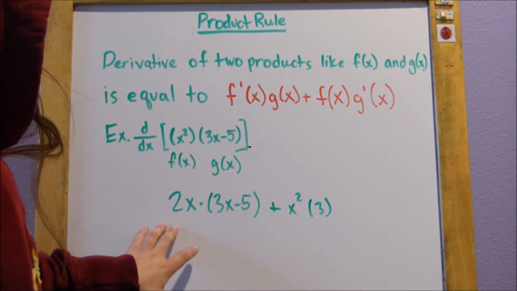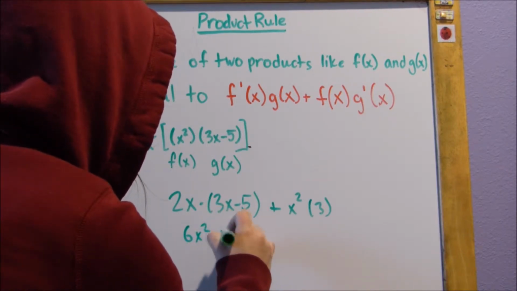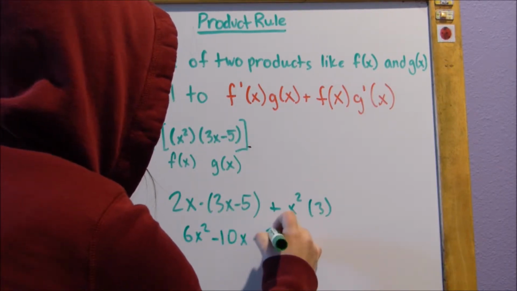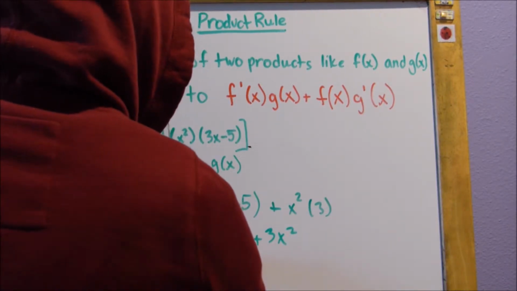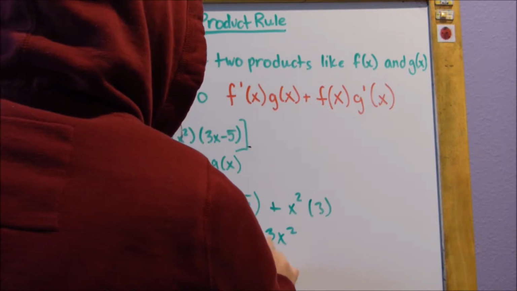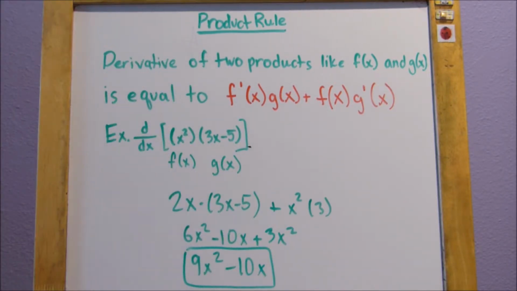Now we can multiply across, so this will be 6x squared minus 10x plus 3x squared, and then if we continue simplifying, we'll end up getting 9x squared minus 10x. That is our solution. Now this was a fairly easy problem. Next we'll see a problem where you might have to use chain rule.